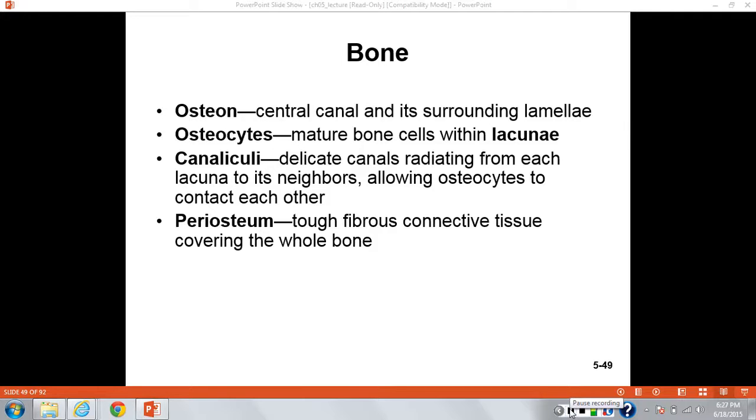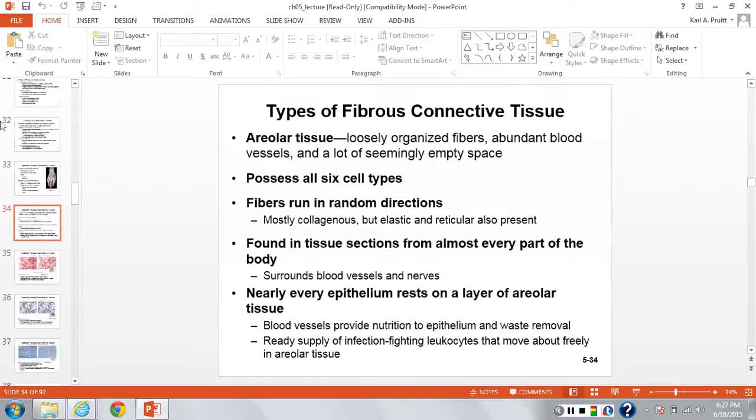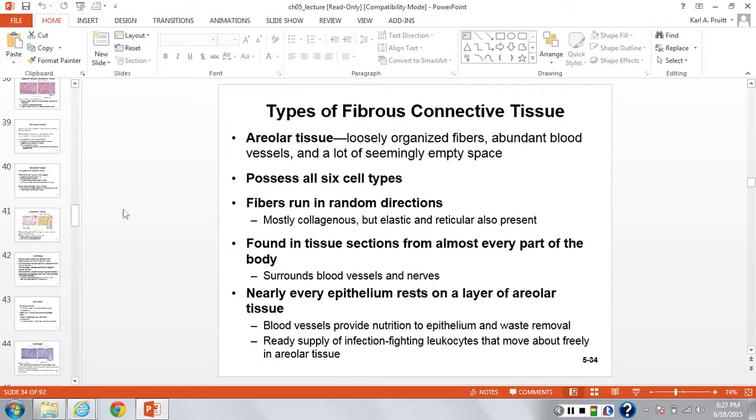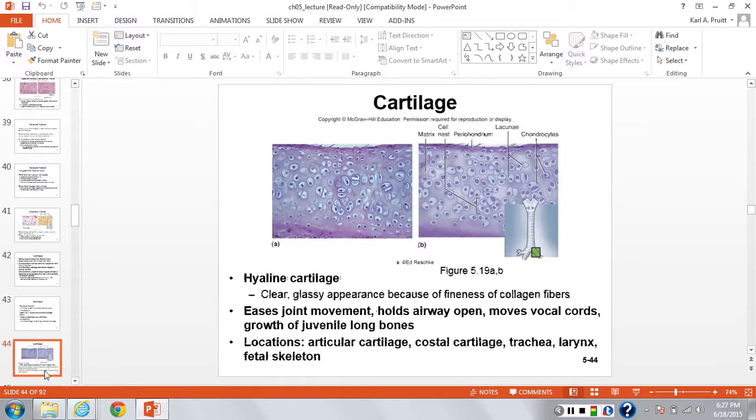Alright, when you look at that slide, let me go back. When we look at this picture here, there are parts of it that you want to learn. So when we look at the osteon, the canaliculi, the periosteum, and the osteocytes, you should be able to identify some of these regions on the actual bone picture when you're looking at them from a histological standpoint. So it's very important that we be able to identify the bones as we look at them.